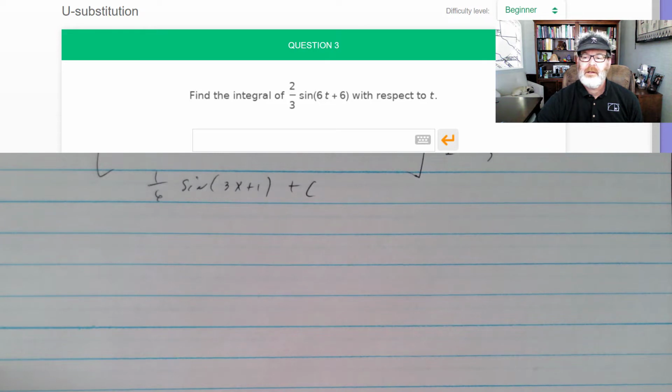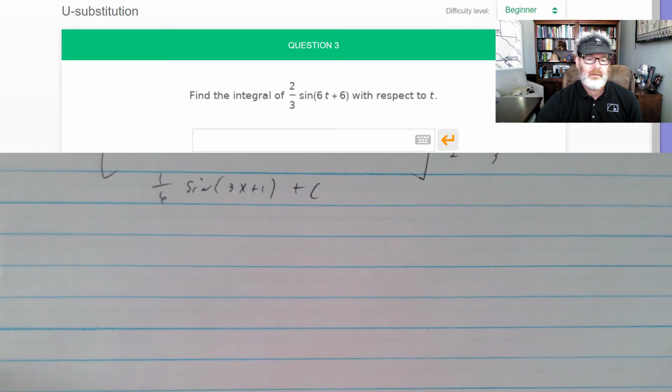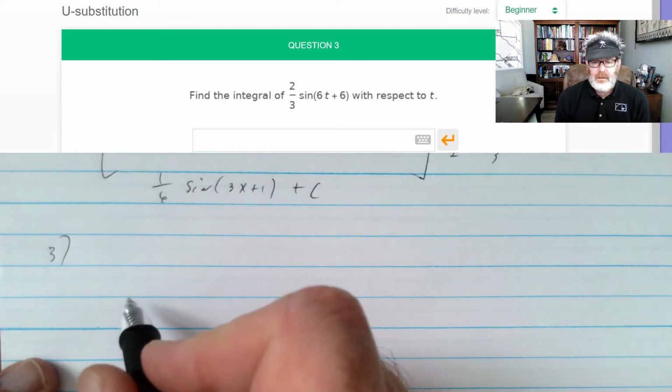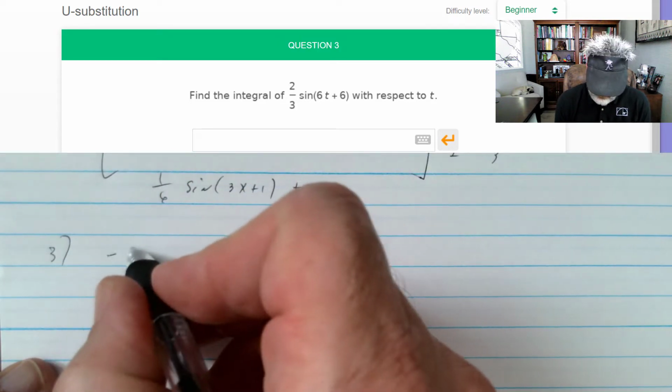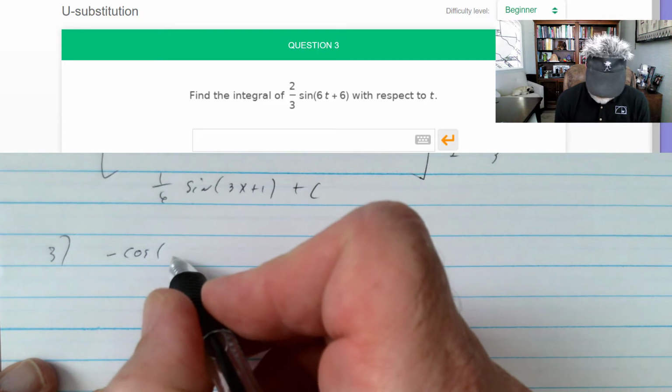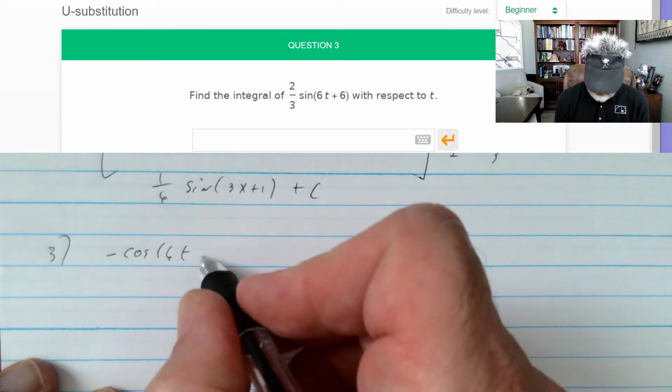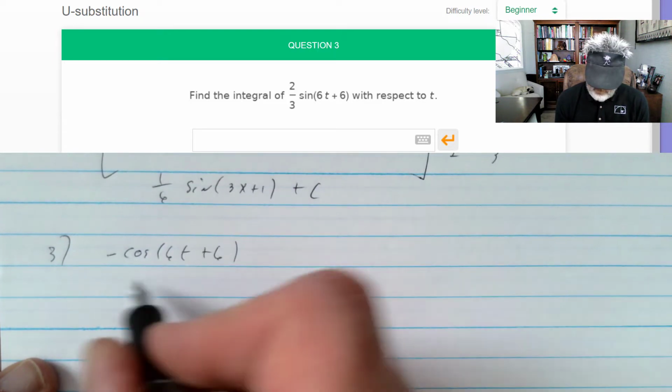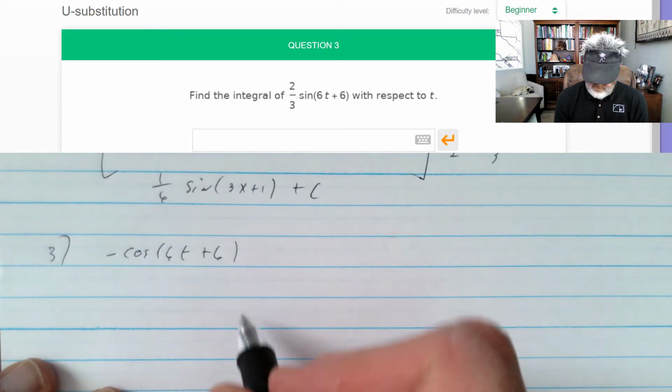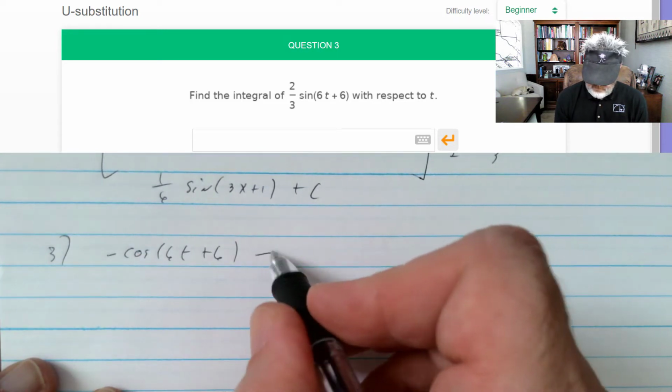Integral of sine, it's kind of similar. It will be minus cosine, so let's go ahead and do it. All right, so that'll be negative cosine of 6t plus 6. On these linear ones, I know you're going to have to divide by that 6, and you keep the constant up front. But for now, we'll do it this long way.